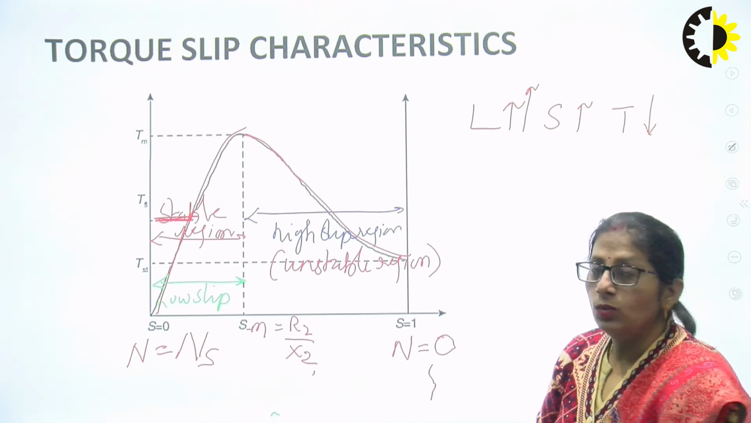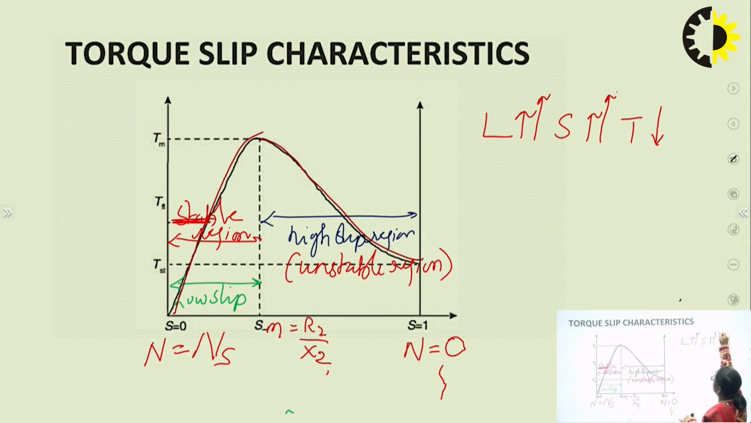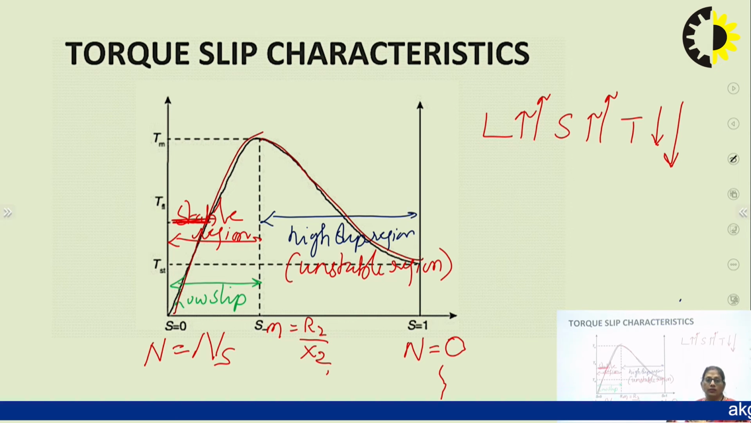If that is so, the speed will further decrease. The slip of the motor will further increase. If that is so, once again the nature, right? As the slip is increasing, the torque will decrease in the unstable region or in the high slip region. So the torque will further decrease. Once the torque decreases once again, the desired increase in the torque which the motor needs to produce, it is not producing. So the motor will feel even more loaded.